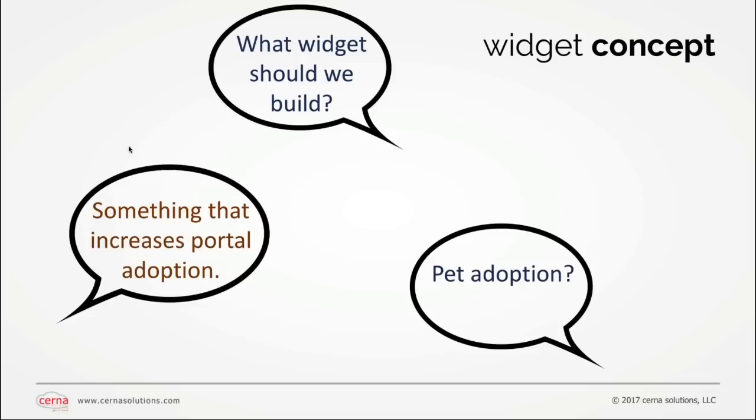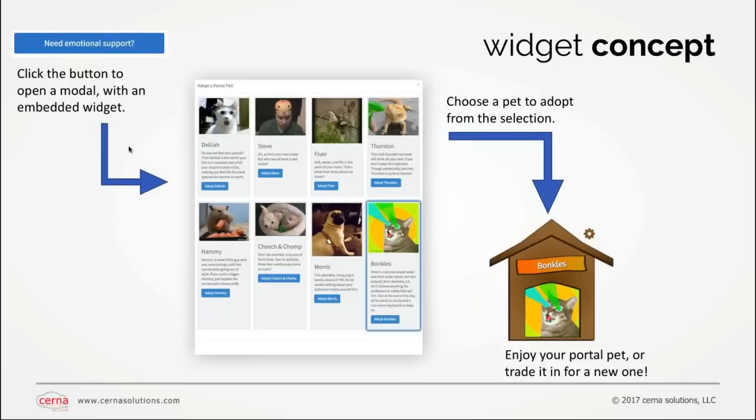So what are we building? I was asking a colleague of mine what widget should we build for this webinar, and they said, well, how about something that increases portal adoption? And I said, pet adoption? That's a great idea. Let's do it. So we're going to build a pet adoption widget. Now, if you're thinking this is really absurd, how is this going to be at all applicable to my business? Don't worry. This is just a fun way of demonstrating all the cool things you can do with the widget.